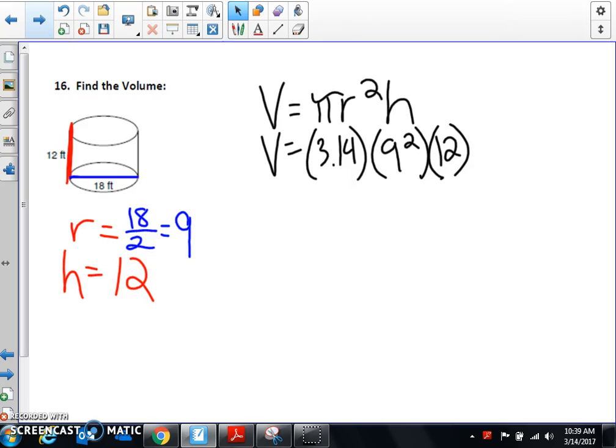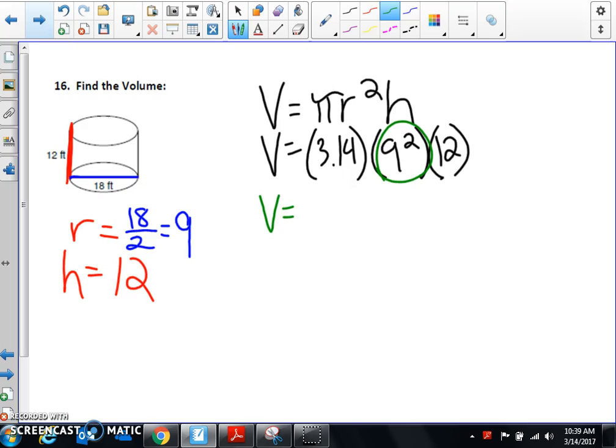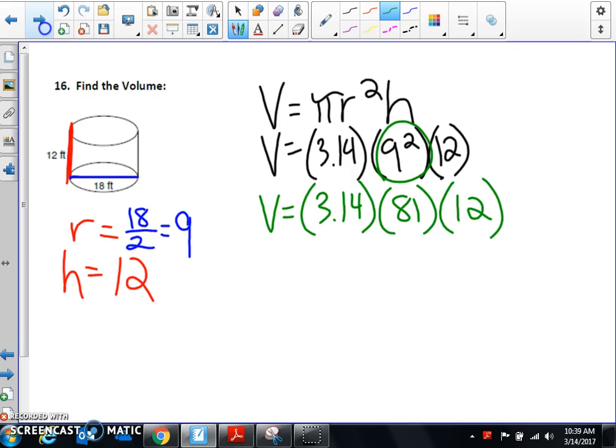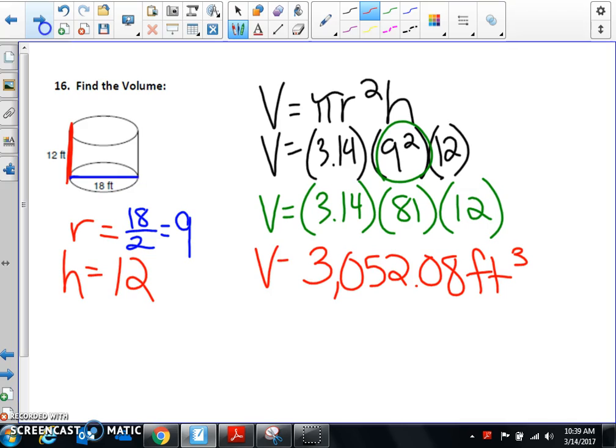According to order of operations, we do exponents first. 9 squared is 9 times 9, which is 81. Drop everything else down. And now I can go directly to my calculator. So in my calculator, 3.14 times 81 times 12 gives me 3,052.08 feet. And this is volume cubed.